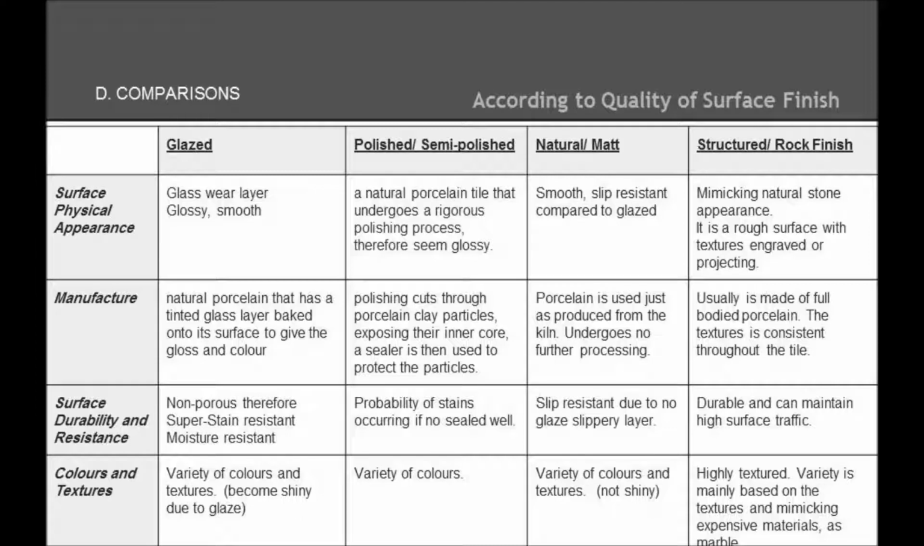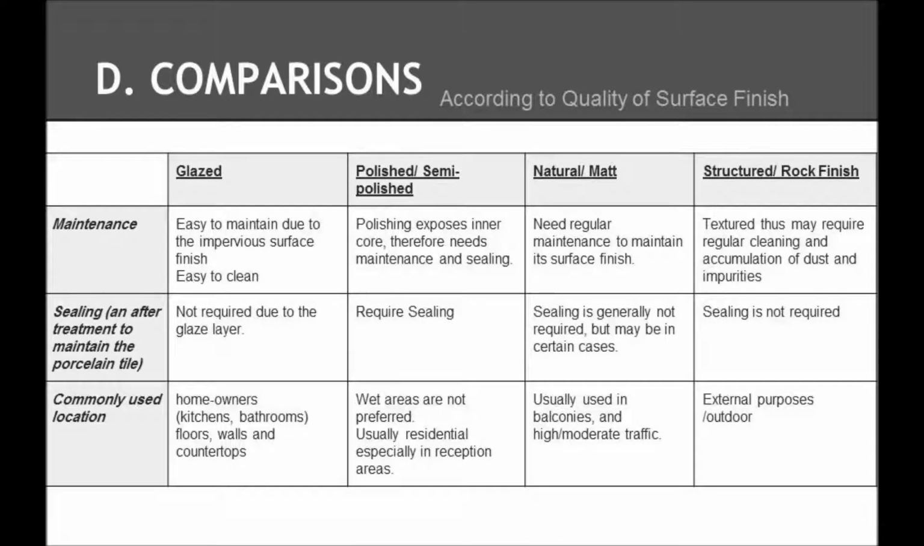And obviously the surface durability emphasizes the strength and the resistance of the certain tiles. For example, the glazed tile is non-porous and therefore is super stain resistant and moisture resistant. The natural matte, due to its lack of glossiness, is slip resistant due to no glaze slippery layer, while on the other hand the polished and semi-polished has a higher probability of stains occurring if it is not sealed well. And although these four tiles can be played with colors, the one that can be highly textured is of course the structured rock finish, as its variety and name itself is mainly based on the textures and mimicking of expensive materials such as marble.